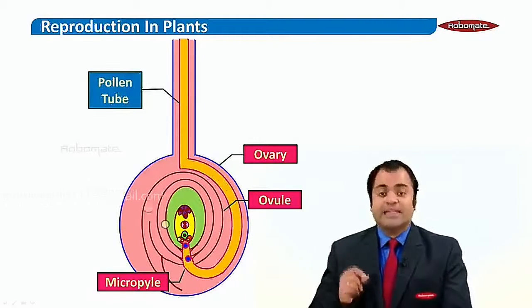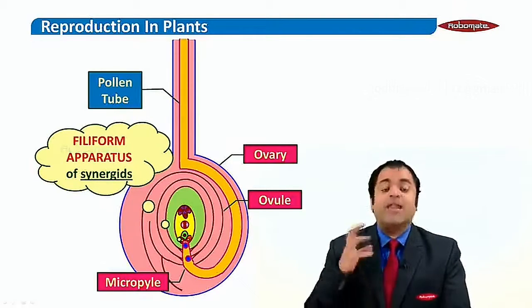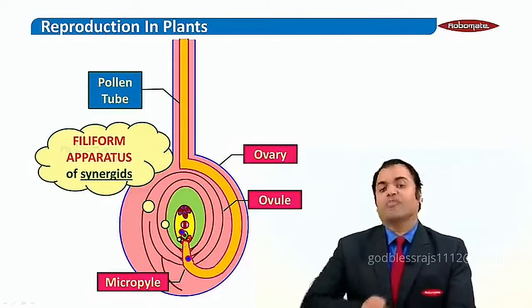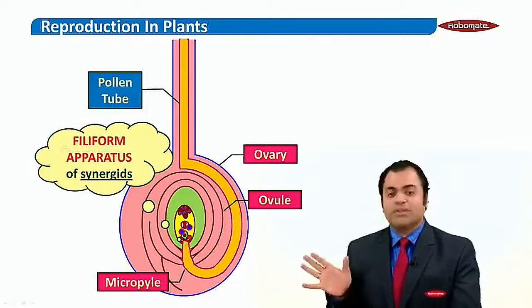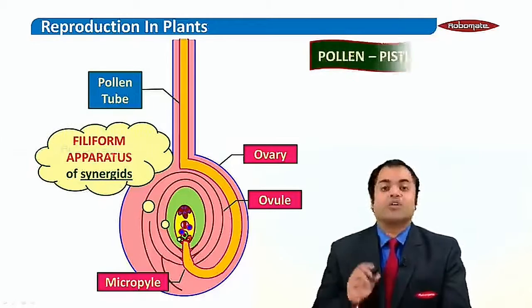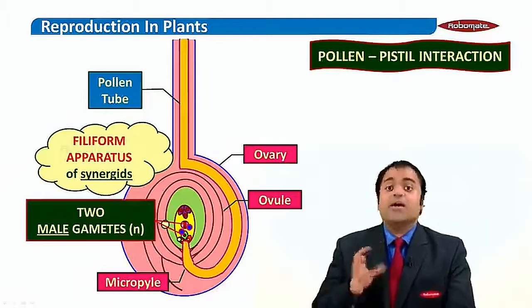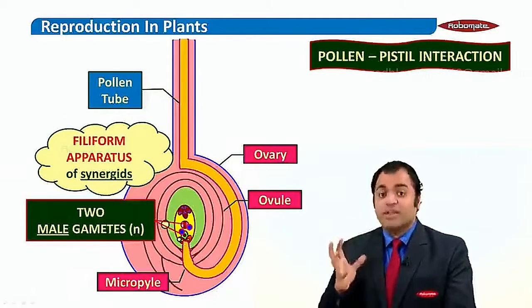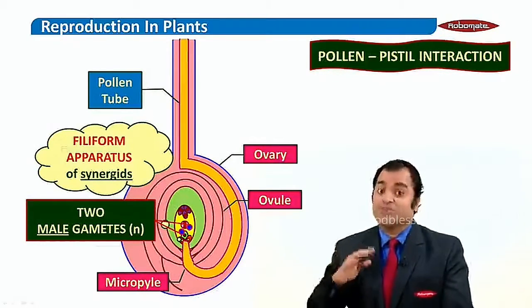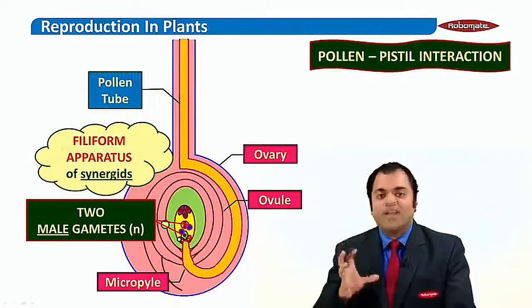Now remember, it is the filiform apparatus present in the synergids, and one of the synergids will help in the entry of the male gametes into the embryo sac by bursting of the pollen tube. Does that make sense? So now both the male gametes have entered the embryo sac. Even these events are part of the pollen-pistil interaction. So it is not just the recognition of the pollen and germination of pollen, it is also the entry of the pollen all the way into the ovule as well as the release of the male gametes in the embryo sac, all of which constitute the pollen-pistil interaction.